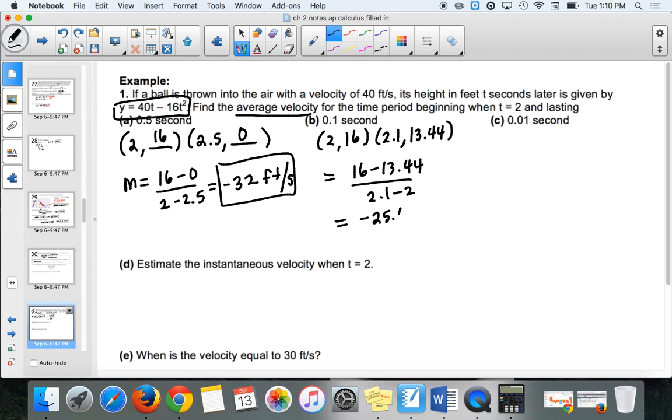Negative 25.6 what? I did it this way, 16 minus that. Oh, yeah, you're right. And then on the other one, it should be 0 minus 16. I did 16 minus, and then I did that one, so I'm good there. It should be negative in the end. All right, so what did we get?